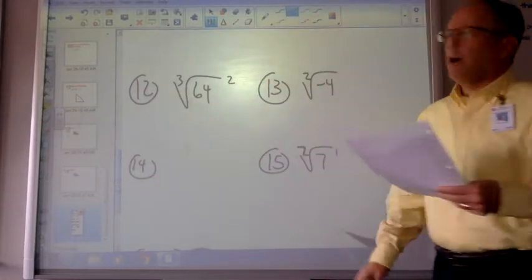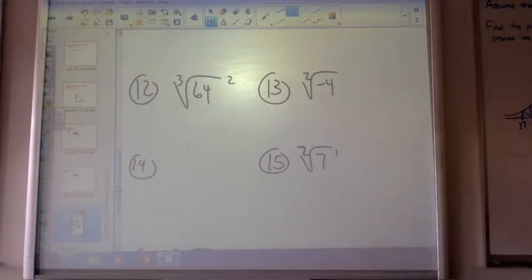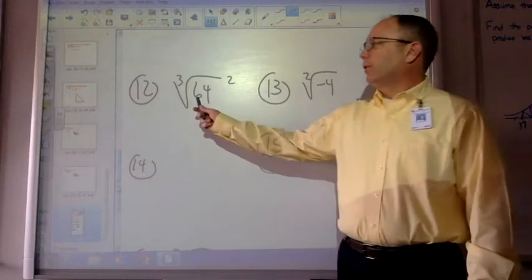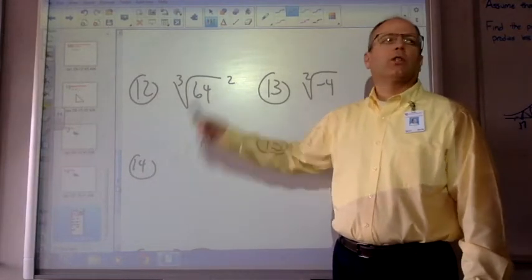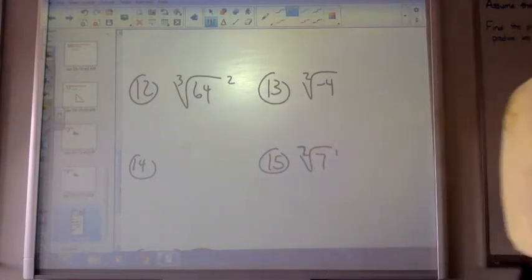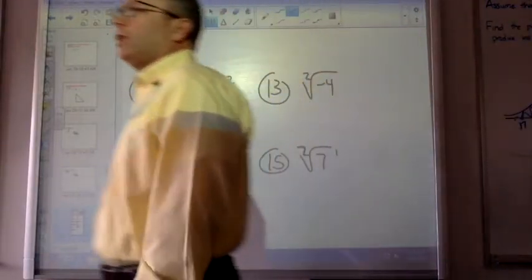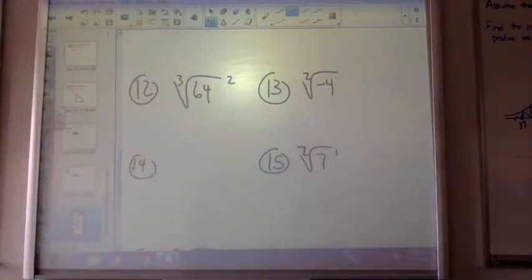Number 12. I could do it one of two ways, and they're both correct. One's going to be a little easier than the other. I can go 64 and square 64 and get 4,096, and then take the third root of 4,096. Or I can find the third root of 64. Do we know the third root of 64? It is a perfect cube.